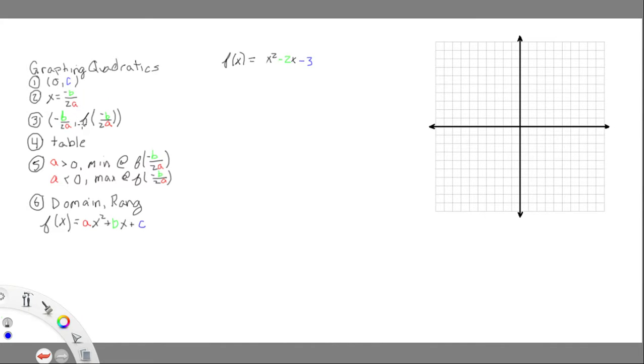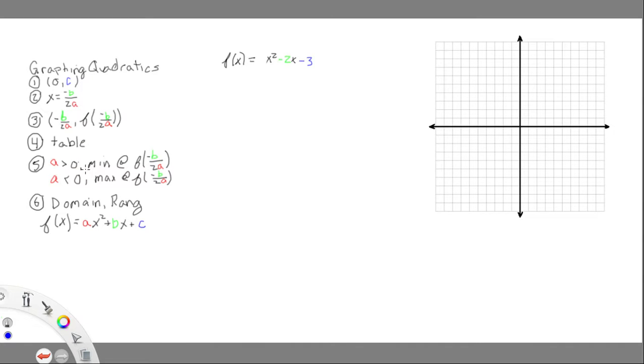The third thing we're going to do is graph the vertex. Since the vertex is on the line of symmetry, it has an x value of negative b over 2a. The y value is the y value that we get when we plug this value for x back into the equation. We're going to get f of negative b over 2a. The fourth thing we're going to do is make a table. We need 5 values. Since we are graphing by plotting points, we need to have a table.